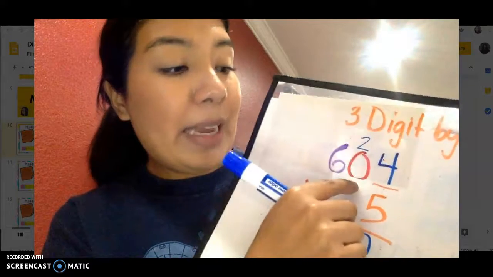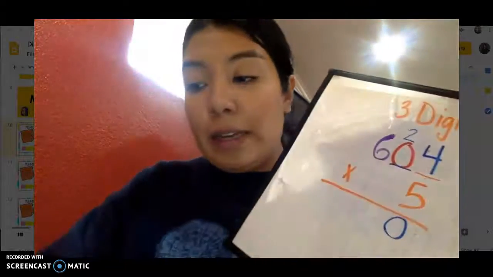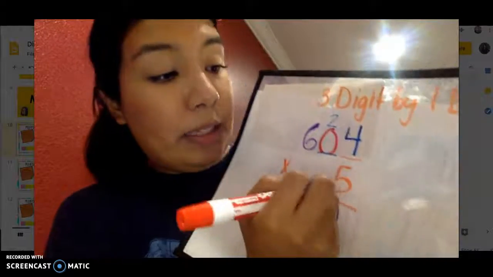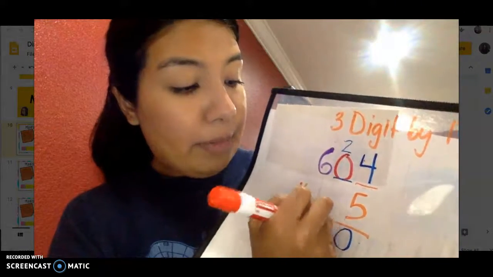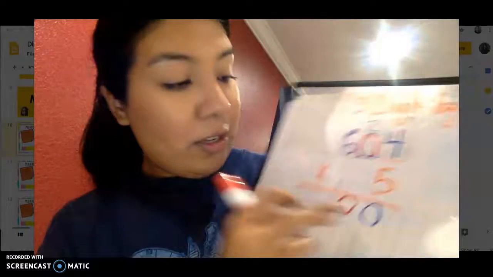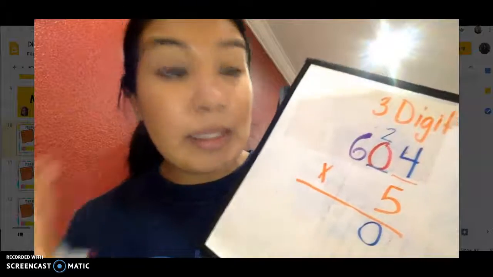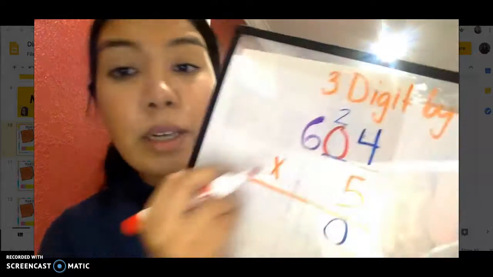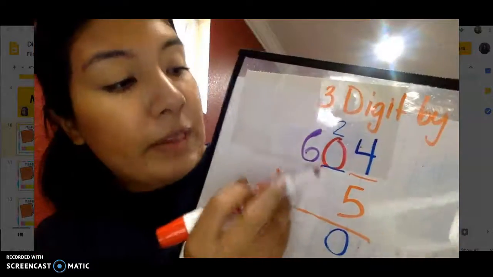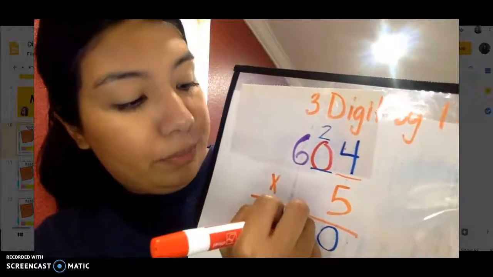Now, we just multiplied 5 times the one digit number, which was 4. Now we have to multiply 5 by the tens digit number, which in this problem is 0. So 5 times 0 is 0. Some of you are going to want to write it out like this, but we're not done yet. 5 times 0 is 0 because any number times 0 is 0, but we need to add the number on top, which was 2. So 5 times 0 is 0 plus 2 is 2.